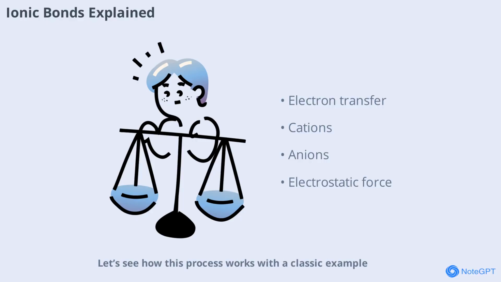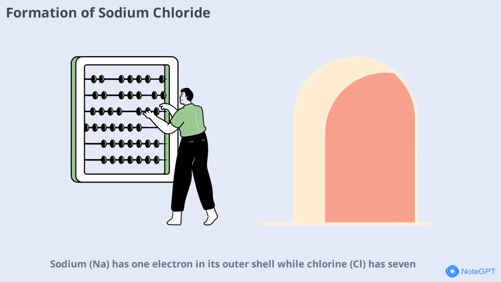Let's see how this process works with a classic example. Sodium Na has 1 electron in its outer shell, while chlorine Cl has 7. Sodium donates its 1 electron to chlorine, resulting in a sodium ion Na+ and a chloride ion Cl-. These oppositely charged ions attract each other, forming an ionic bond. This process not only stabilizes both atoms but also creates a compound with entirely new properties. Sodium chloride, or table salt, is a perfect example of how ionic bonding works in real life.